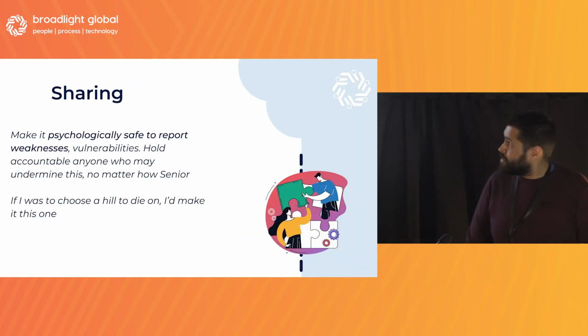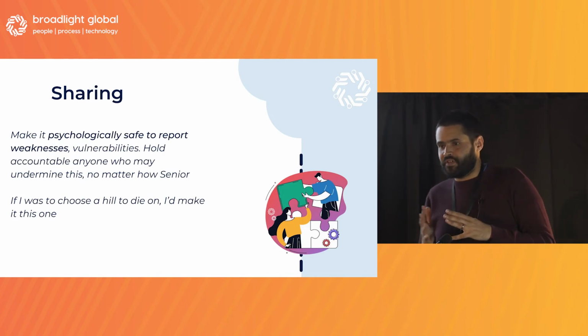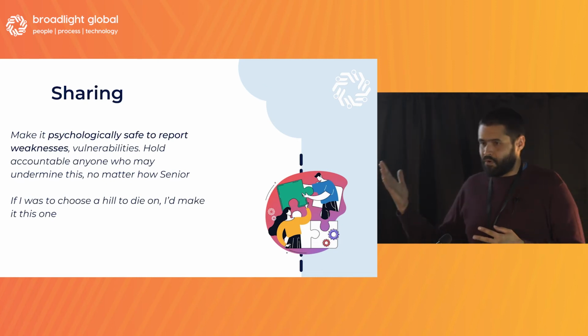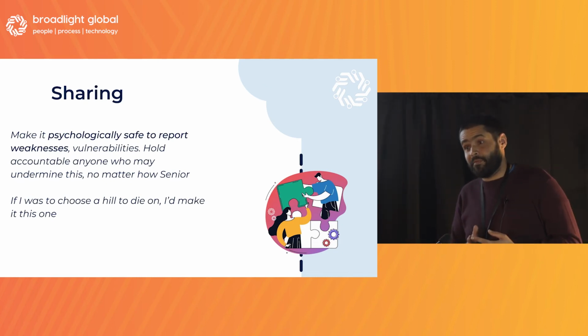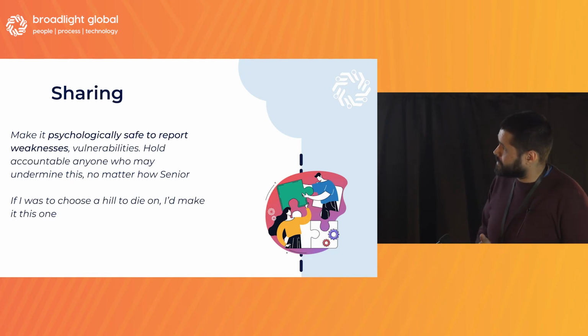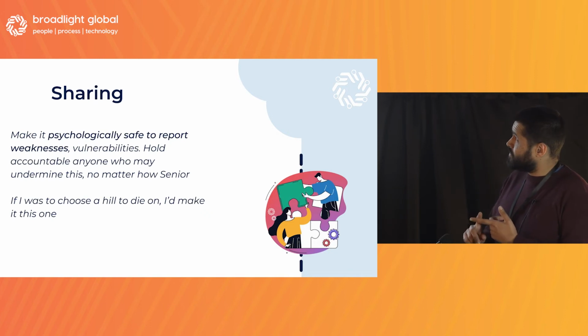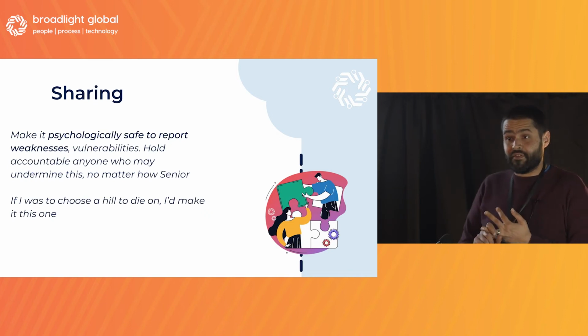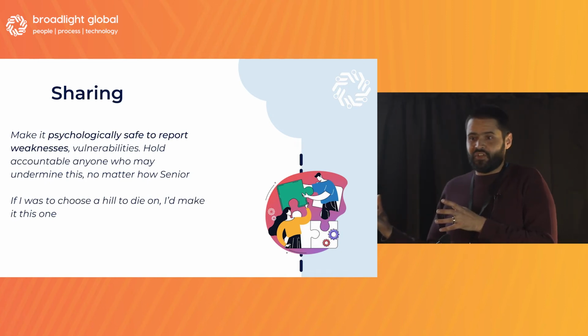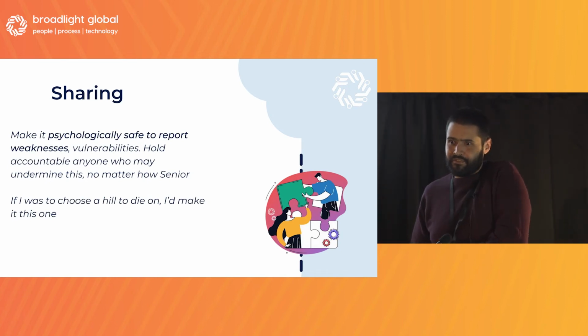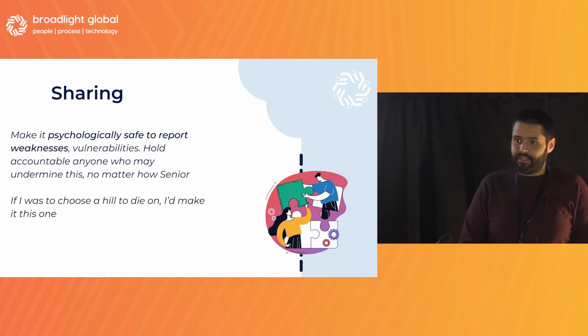And now just to finish, some ideas on sharing. I like to think of sharing in three different ways: sharing of concerns, sharing of capability, and sharing of information, generally speaking. Sharing of concerns is about being psychologically safe to bring things up.